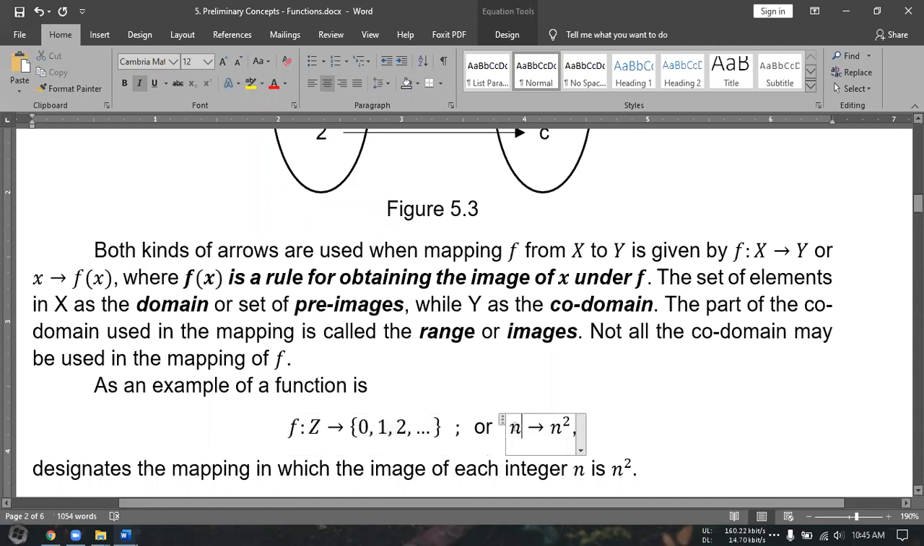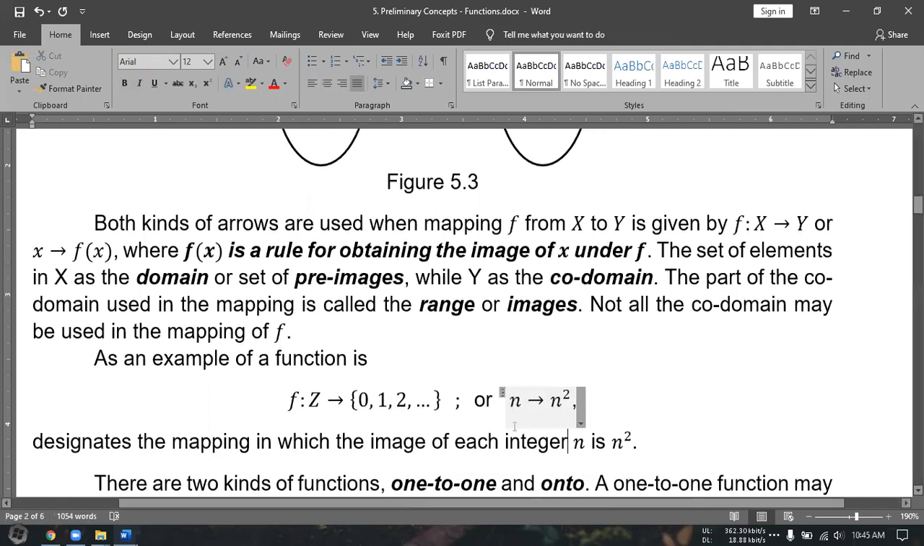Our N. Let's say n is an integer. Every integer daw is being mapped to its square. So not all n are used up as our images. Ang gagamitin lang nating ranges are the values defined as n squared. Designates the mapping in which the image of each integer n is n squared. Good. Every integer n is n squared.